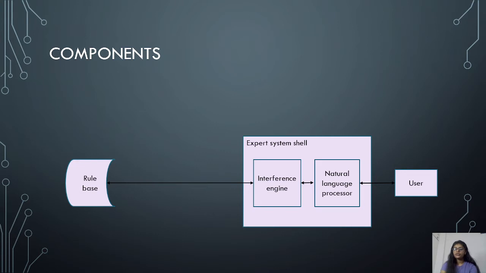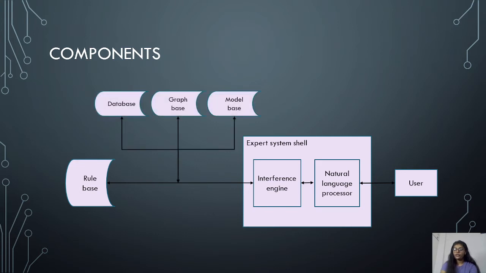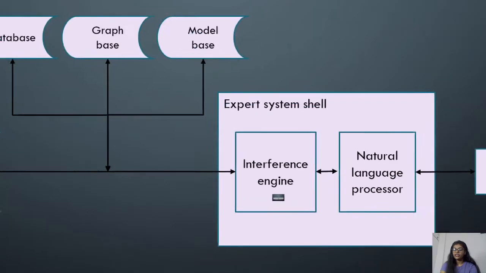The rule base in an expert system also incorporates other information like a database, a graph base, and a model base. The inference engine fetches relevant knowledge from the rule base, interprets it, and finds a relevant solution to the user's problem. The inference engine uses two strategies for acquiring knowledge.